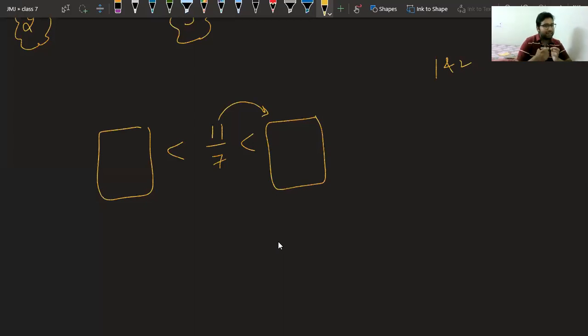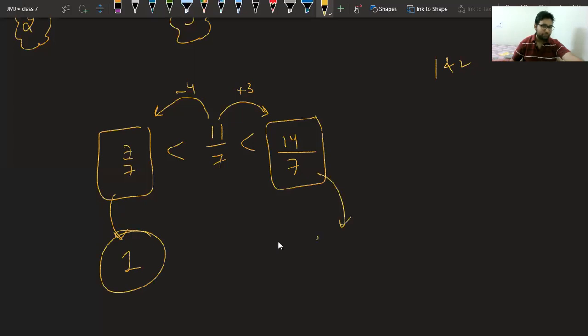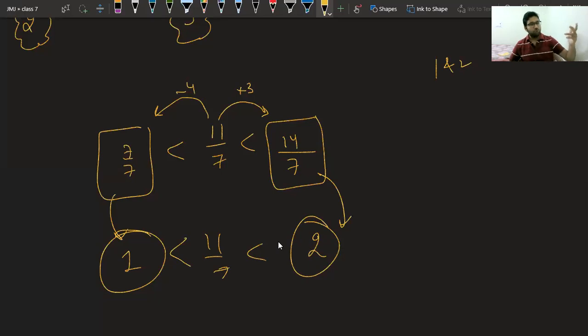What is the minimum number that I should add to 11 to make it divisible by 7? It is plus 3. Very good. So I am trying to find the larger number. It is 14 by 7. Similarly, what should I subtract from 11 so that it becomes divisible by 7? Minus 4, giving 7 by 7. Now, 7 by 7 means 1 and 14 by 7 means 2. That means our number lies between 1 and 2.